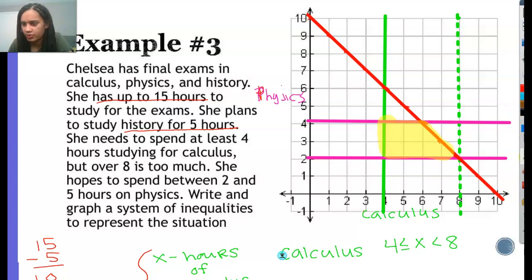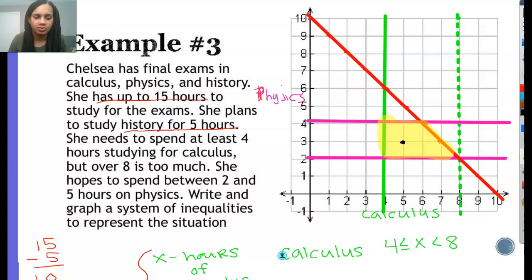So what does that mean? Let's take an example point. She could study 5 hours on calculus and 3 hours on physics, plus the 5 hours on history. The one thing I would want to look at is if it falls on a solid line here. She could study 6 hours of calculus and 4 hours of physics, or she could study anything in between. That's why we have this whole shaded region as part of our answers. We will definitely talk about this one a little bit more in class, but I just wanted to give you the basics of that first.